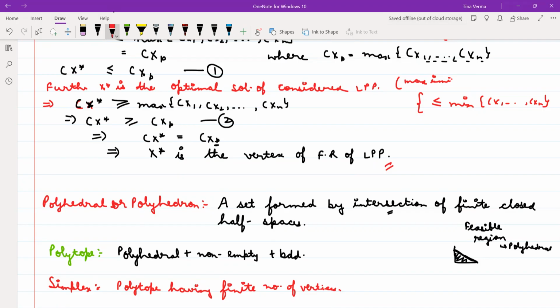This is just the definition that you should remember, what is your polyhedral. So whatever your feasible region becomes, अगर वो आपका unbounded है तो वो polytope नहीं है, but it is just a polyhedral. But if your feasible region is non-empty plus it is bounded, then you call it a polytope. Simplex is if a polytope has a finite number of vertices, then you say it is a simplex.